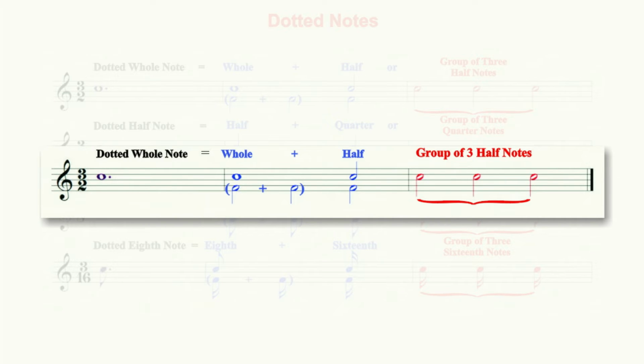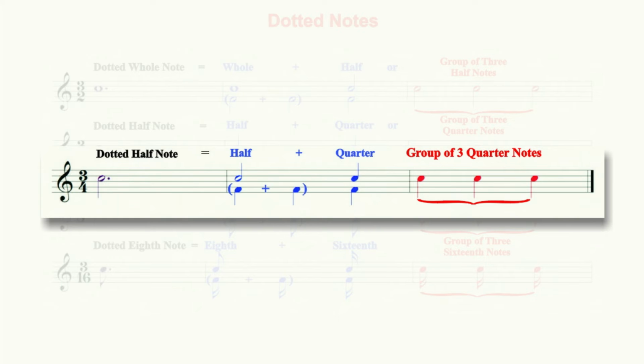has the value of a half note, each measure can be considered to be made up of a group of 3 half notes. Because the whole note is equal to 2 half notes, a dotted whole note can be regarded as a group of 3 half notes, or a group of 2 half notes plus 1 additional half note. The same is true for a dotted half note.